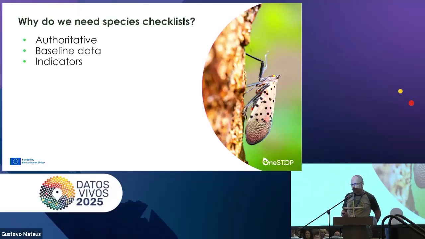So why do we need species checklists, and why are they important? Well, for one thing, they're authoritative, as opposed to observations, which you don't really know who they came from, and you don't know whether they can identify things properly. A checklist has been checked, preferably by a taxonomic expert, and so you can trust it, at least more than you can some other kind of data. It's very useful baseline data, so you can look at changes, but you can also derive indicators from that.